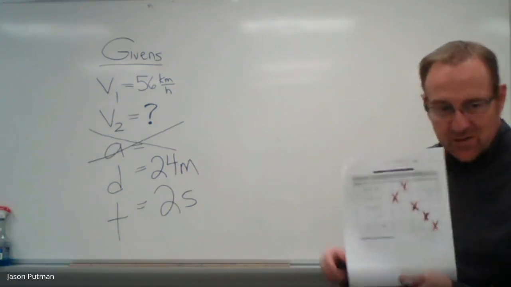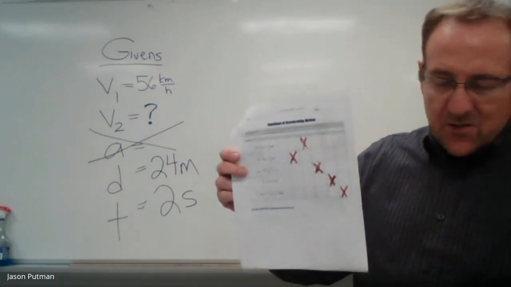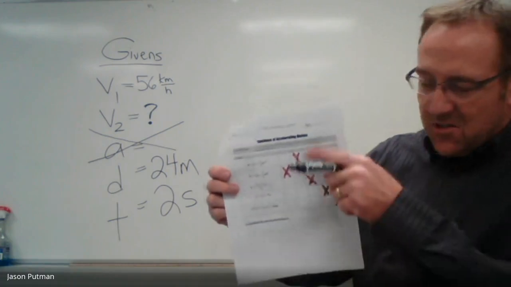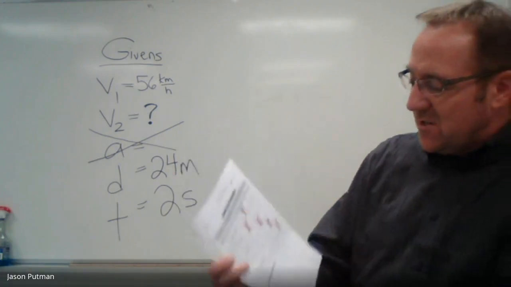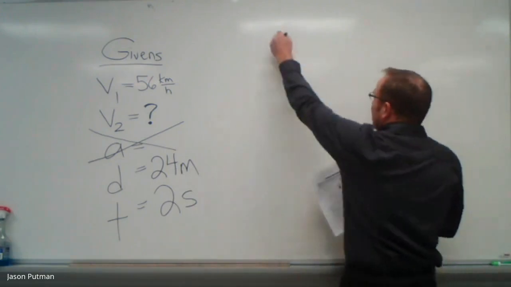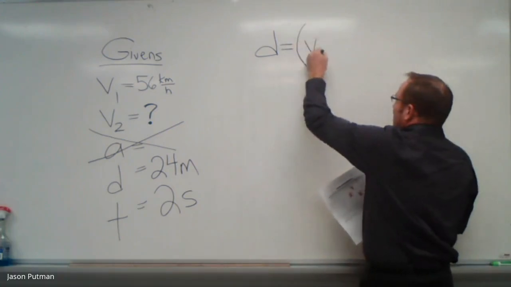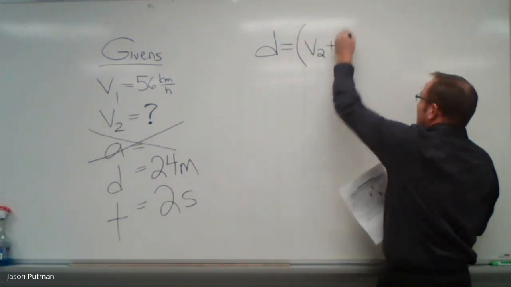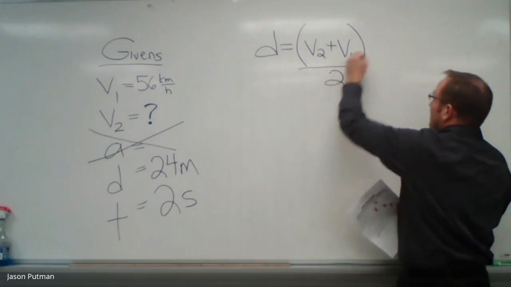So you flip to your formula sheet. You go through these little X's if you really need to, but hopefully over the course of the next year or two, you won't need these X's, and you just look for the one that has no acceleration in it. And you write the formula down. So D equals V2 plus V1 divided by 2 times T.